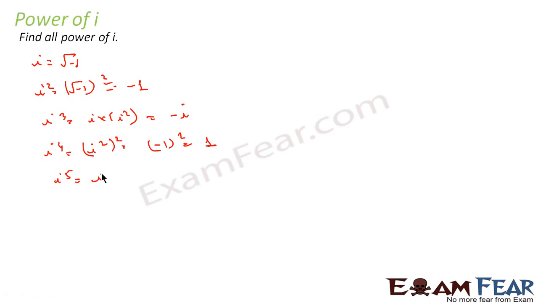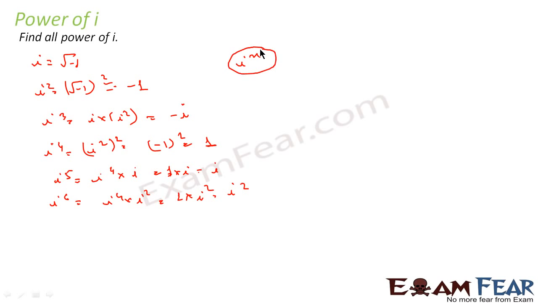Similarly, when you say i to the power 5, it will be i to the power 4 into i, correct? And i to the power 4 is always 1. So we'll say 1 into i, that becomes i. When you say i to the power 6, it will be i to the power 4 into i square, and that will become 1 into i square, so it will become i square. So if we have got i to the power n, we will first find the factor of 4 that comes. So let's suppose this is i to the power 4n, this will always become 1, because i to the power 4 is 1.